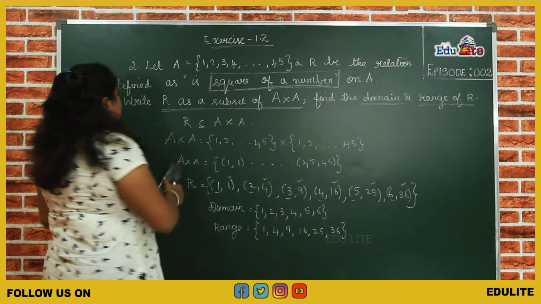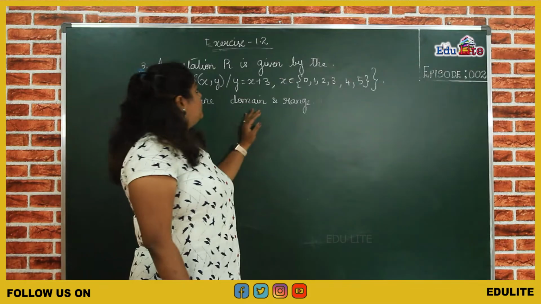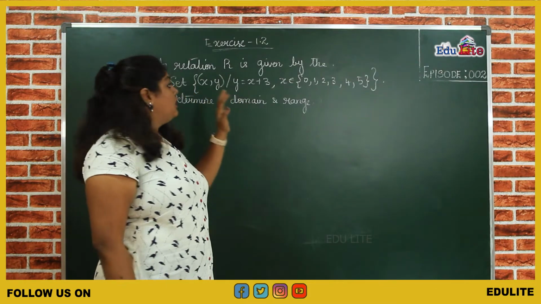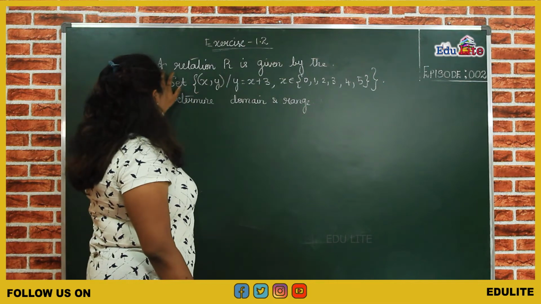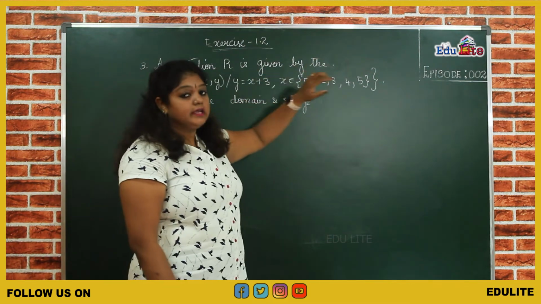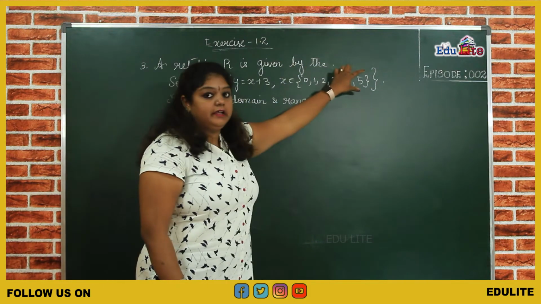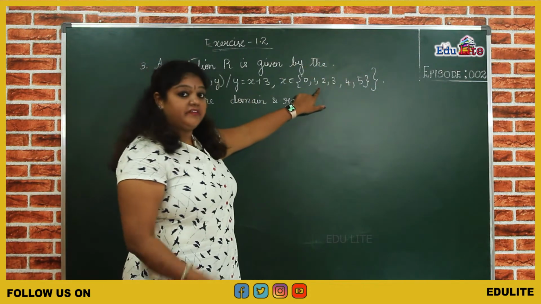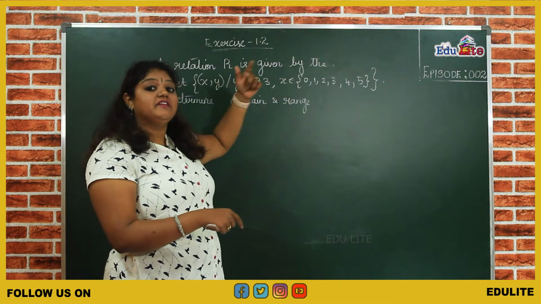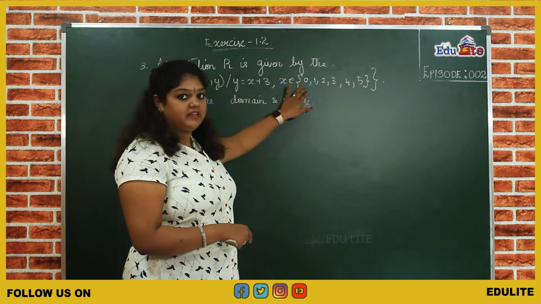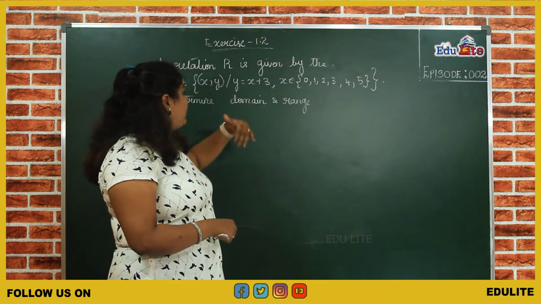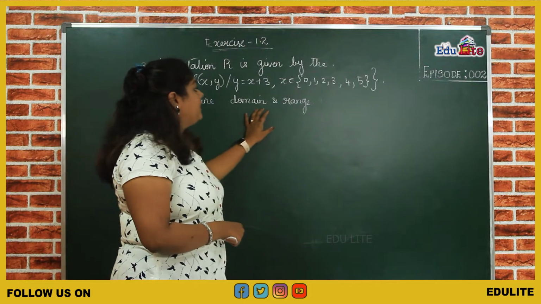We will move on to the third problem. Third problem in exercise 1.2. So let us read the question. A relation R is given by, so for this problem, relation R is given in the set builder form. Only the values of x are given. We need to find the value of y with the help of the values of x, and we have to determine its domain and range.